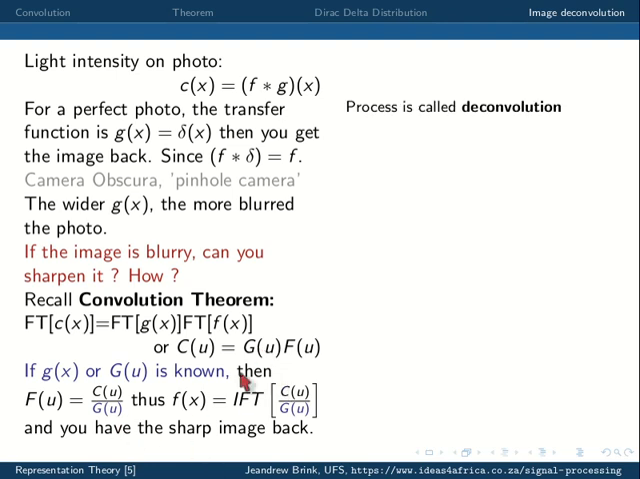Just semantics. This process, where we take the inverse Fourier transform of the Fourier transform of the image divided by its transfer function, is called deconvolution.